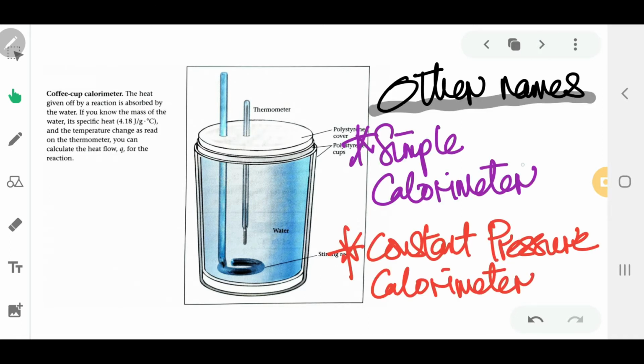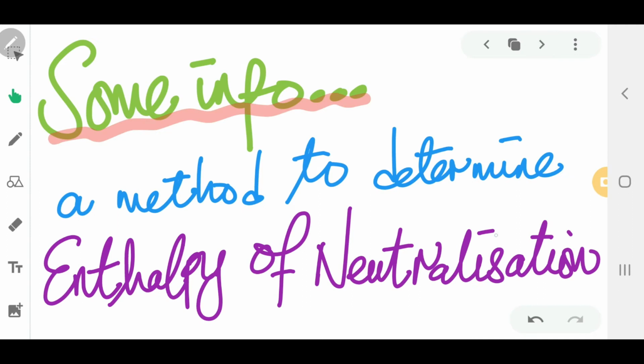Other names for the coffee cup calorimeter are the simple calorimeter and also the constant pressure calorimeter. So if you see these two names being used in questions or in other notes, remember that they are referring to the same type of calorimeter, and therefore they have the same principle.